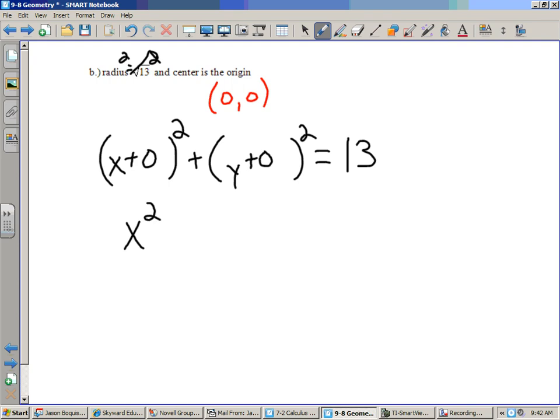It is okay to just have that as well. A very acceptable answer. And does everybody understand why both are acceptable and why it's just a 13 on the right side? Because if you take the square root of 13 and square it, it is 13. Those two things cancel each other out.